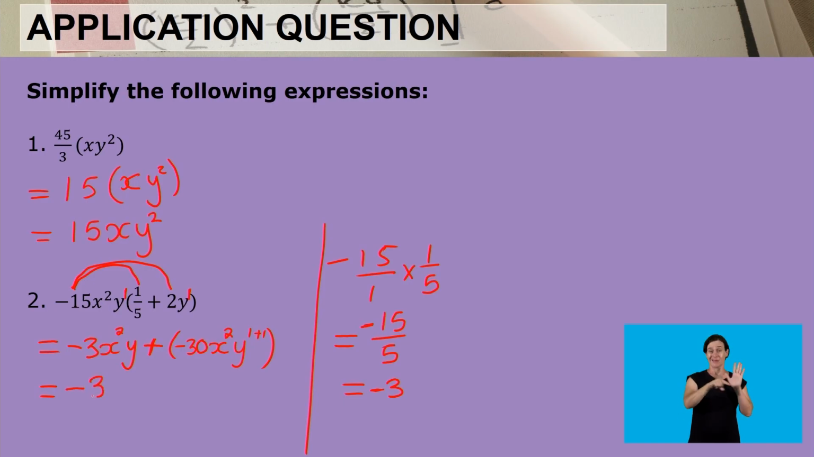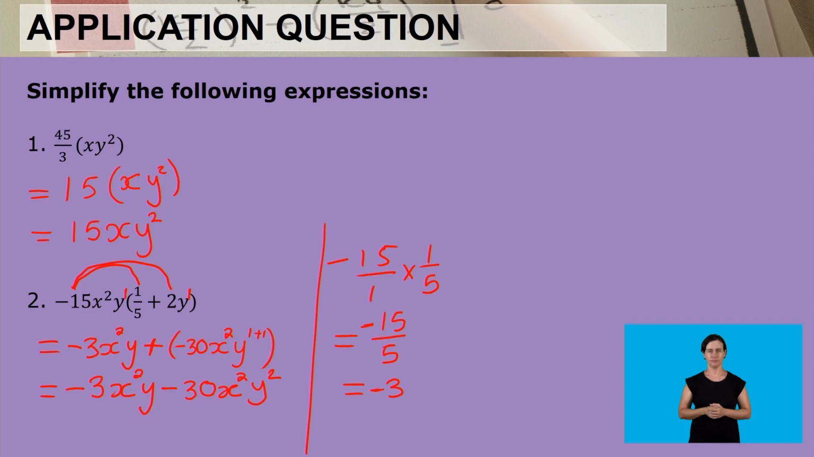It's going to be a negative 3x squared y. And remember, here we are adding a negative number, and adding a negative number is the same as subtracting its additive inverse. So we are going to subtract 30, and we are going to have x squared, and we are going to have y squared.